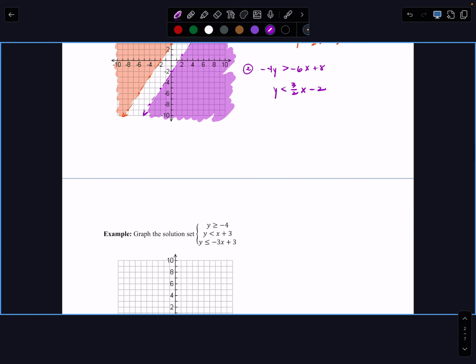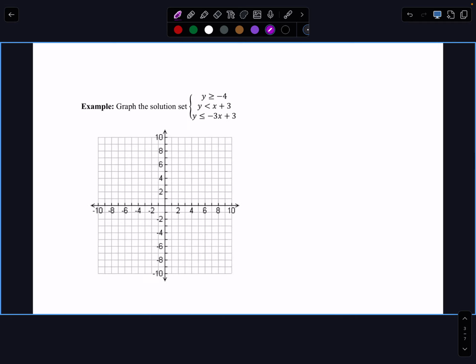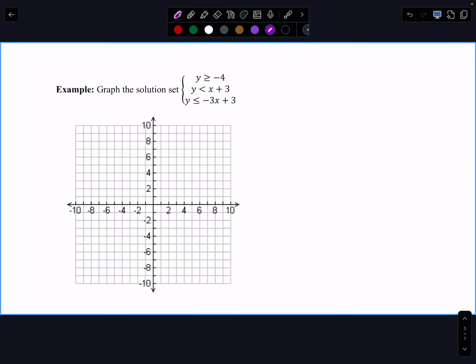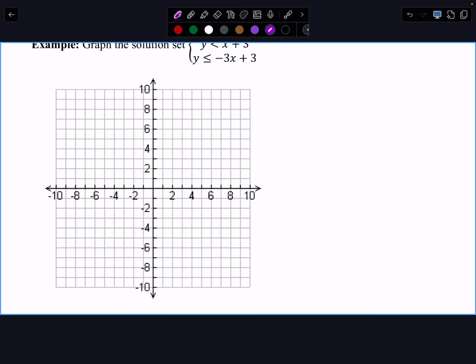Okie dokie. 3 inequalities. Go ahead and graph each of those inequalities and do the shading. Let's see where they overlap.